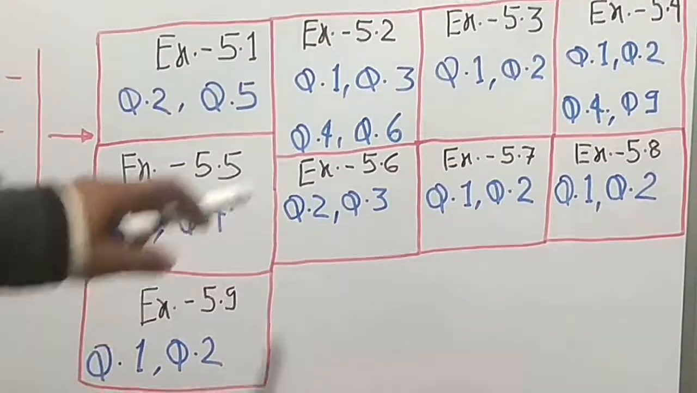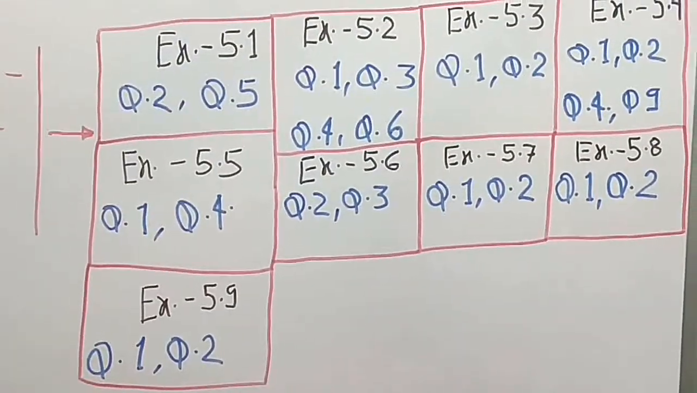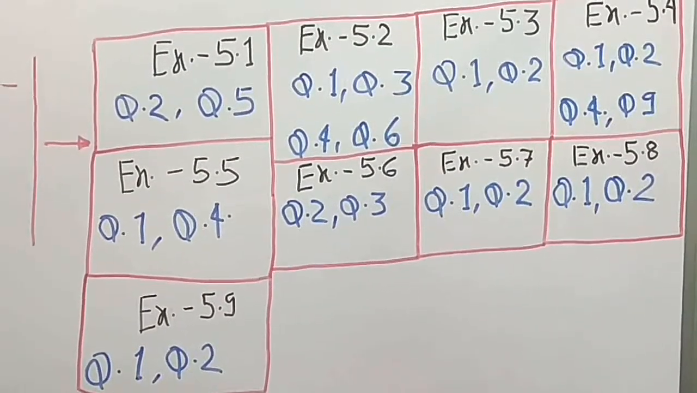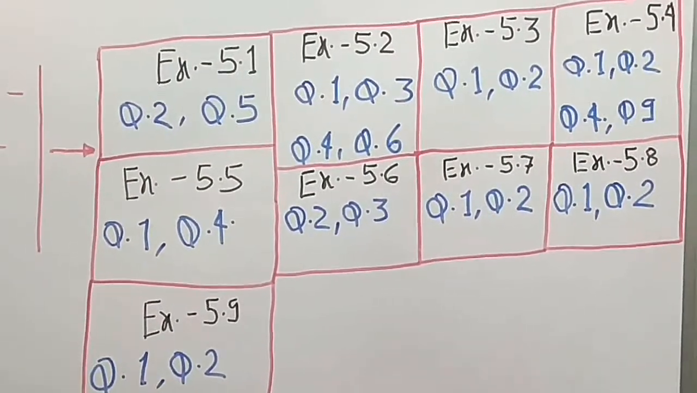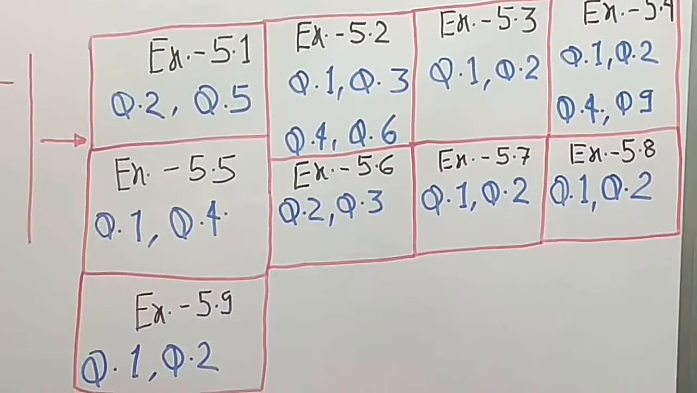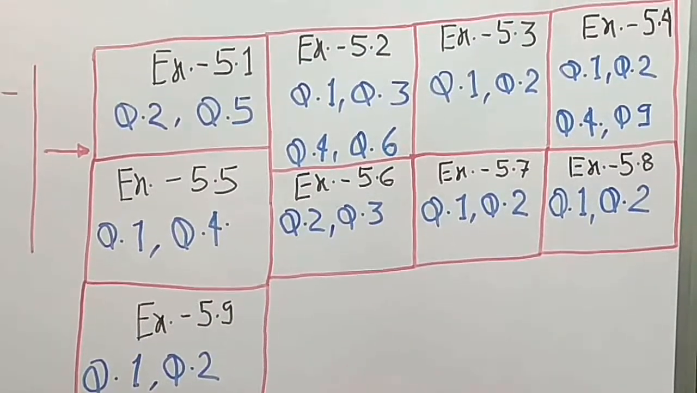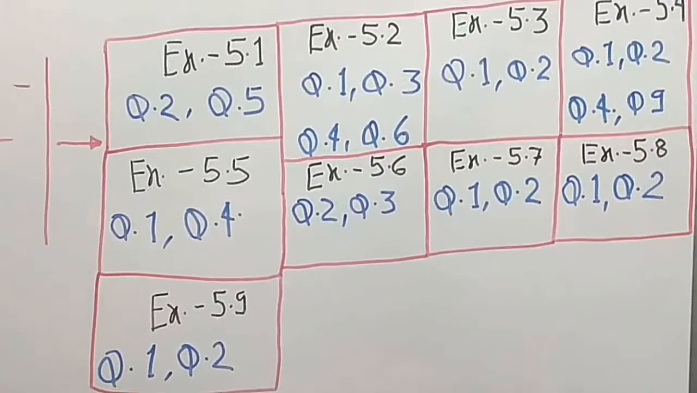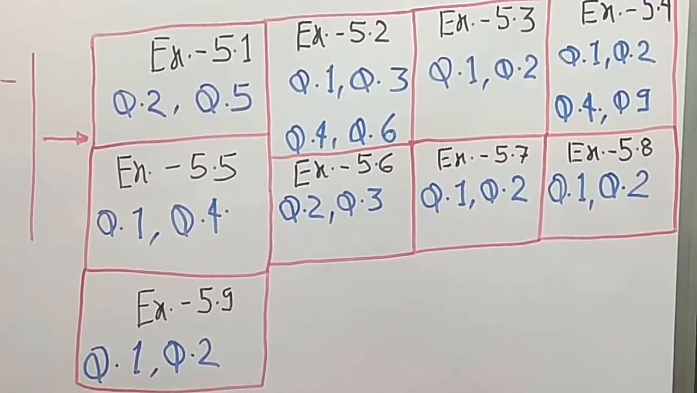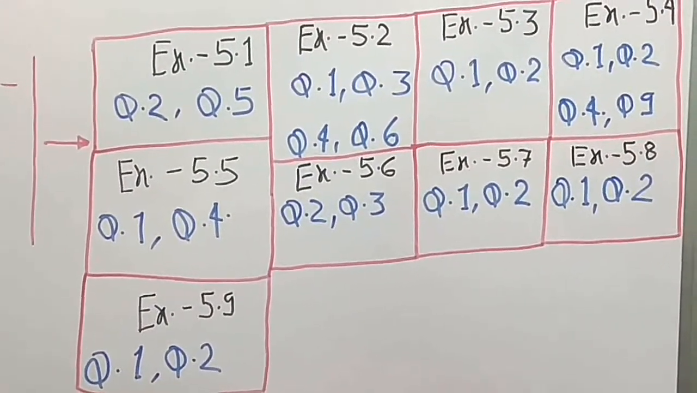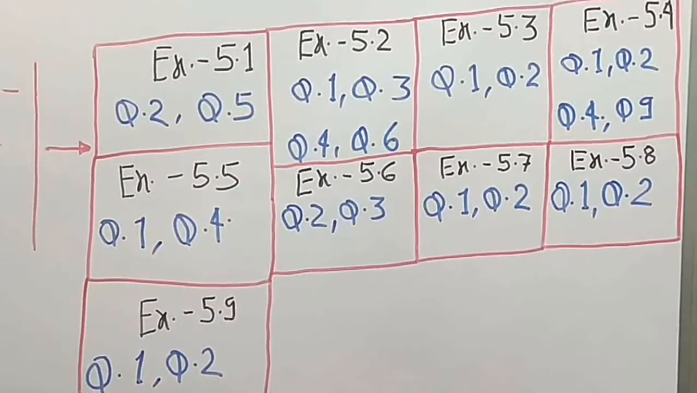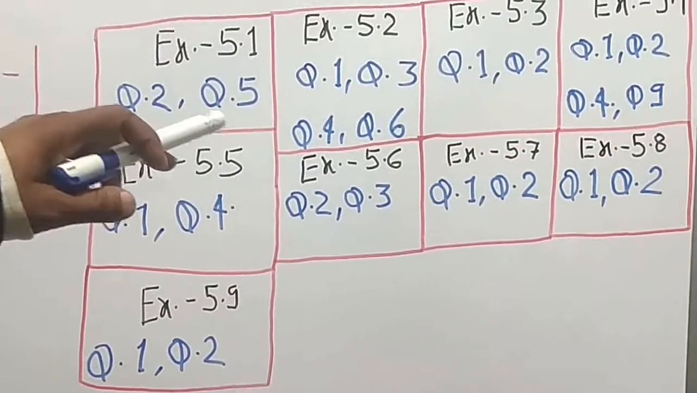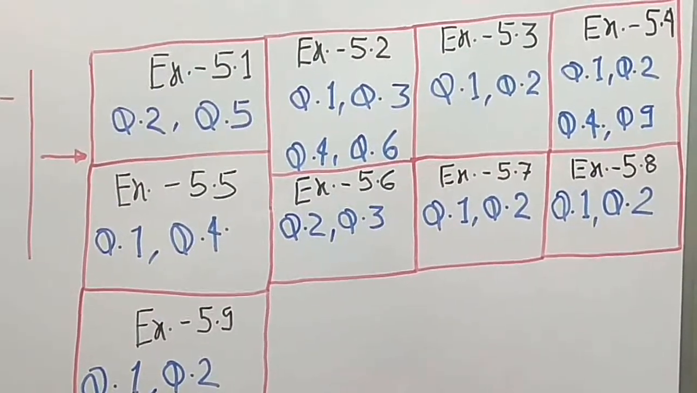Now the exercise 5.6. In this exercise, question number 2 and question number 3 are important. Question number 2 is based on match the following, in which measures of triangles are given and the types of triangles are asked. You can match these two, measures of triangles and types of triangles. And in question number 3, some figures are given. You have to observe that figure and give the names of the triangles on the basis of their sides and their angles. This is exercise 5.6.